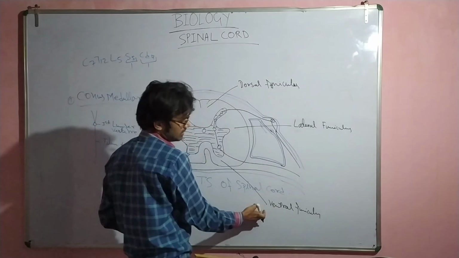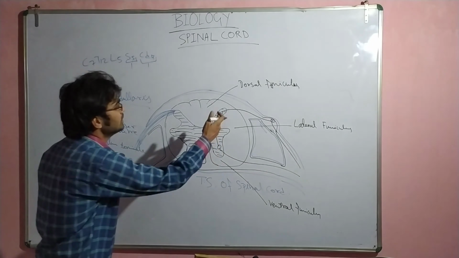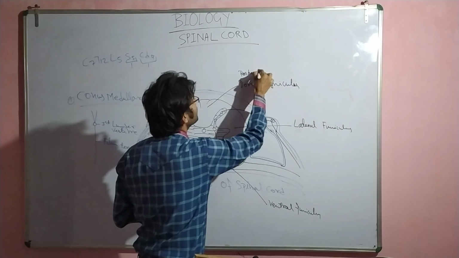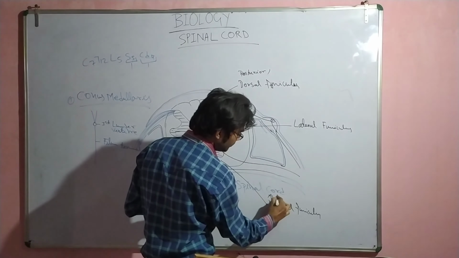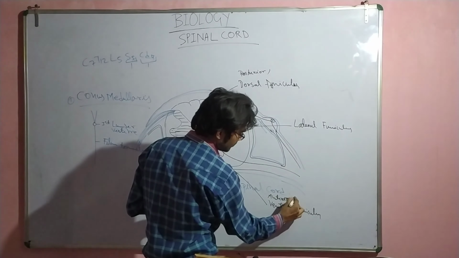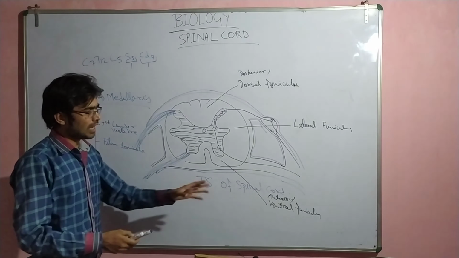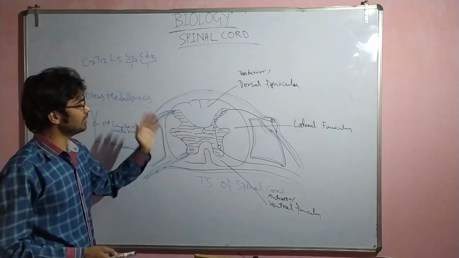It is also known as anterior, and this is known as posterior. This is also known as anterior. So see, 3 pairs of funiculi are present, total 6. So the same will be here.